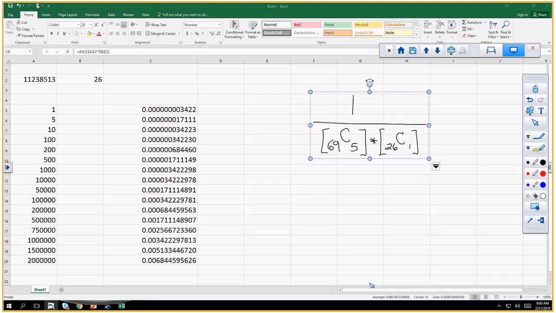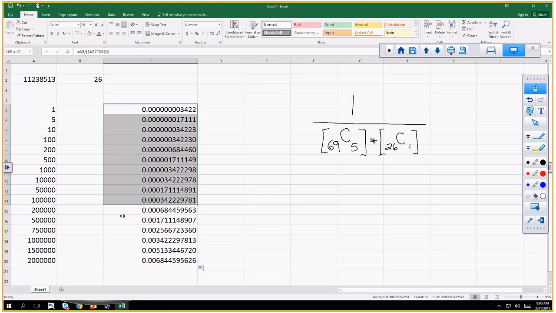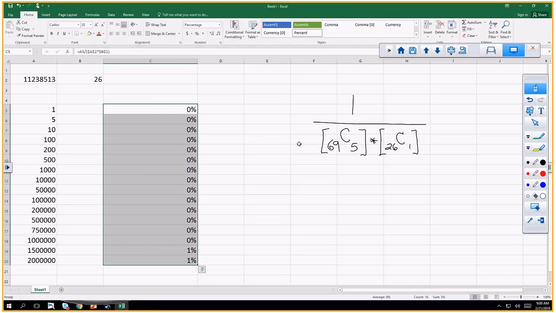Why? Because if you turn all of these into percentages, the person that buys 1 ticket has the same chance as the person that buys what? 1 million. Okay? Why did I bring this up?